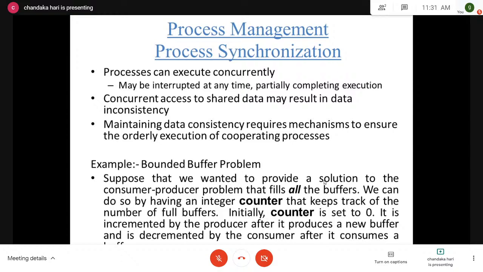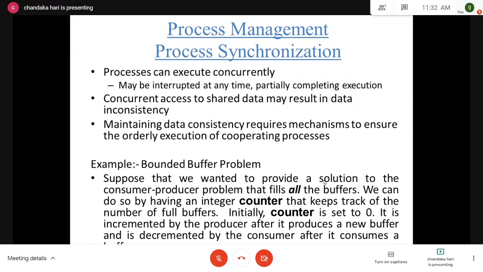But now the problem is, if these processes are sharing some common data, and any one process is in the midst of an update, and due to multi-programming, time sharing, or a high priority interrupt the CPU switches from one job to another job, what happens is that the data is going to enter an inconsistent state.